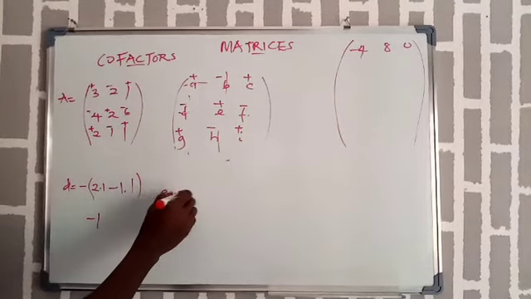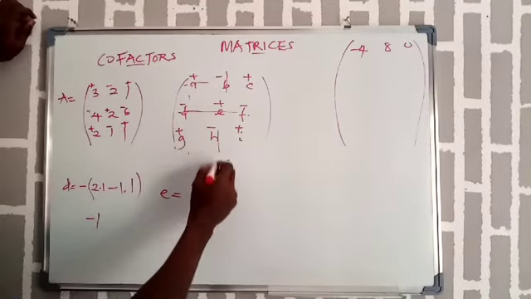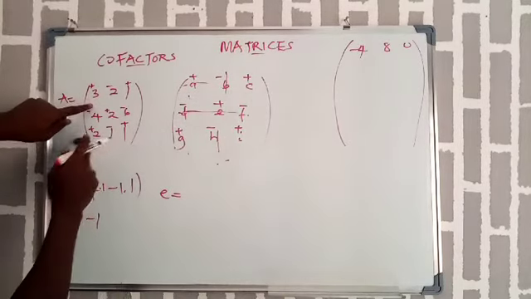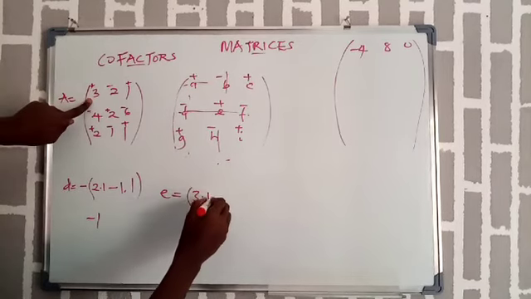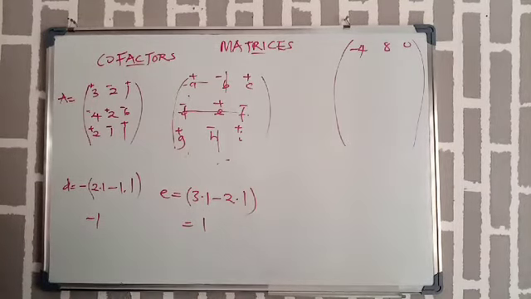Go for E. E is positive, so we cover here and cover here. We are left with A, C, G, I, that is 3, 1, 2, 1. So it's 3.1 minus 2.1. It's 3 minus 2, so we have 1.